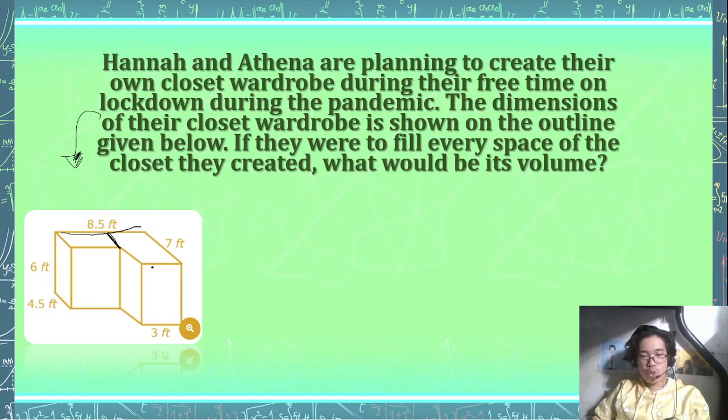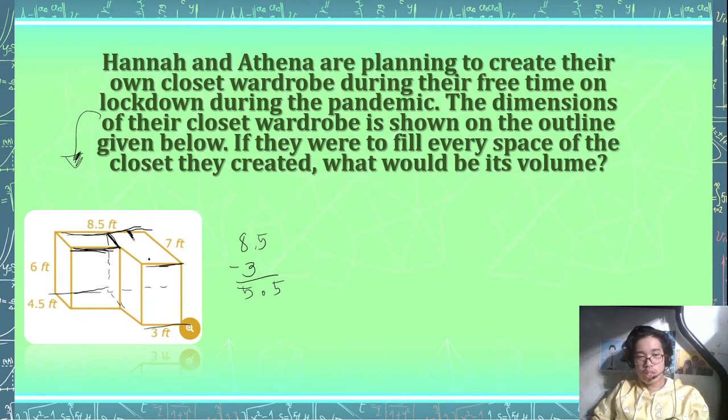Okay, so to solve for the volume of this entire figure, we can divide it into two composite parts. What we can do here is first find the width. If this is 8.5 and this is 3, we can get the side measurement or the width for this one. So what's 8.5 minus 3? That should give us 5.5.